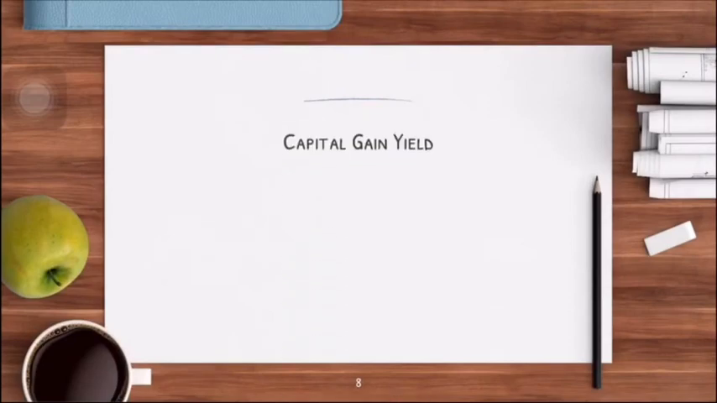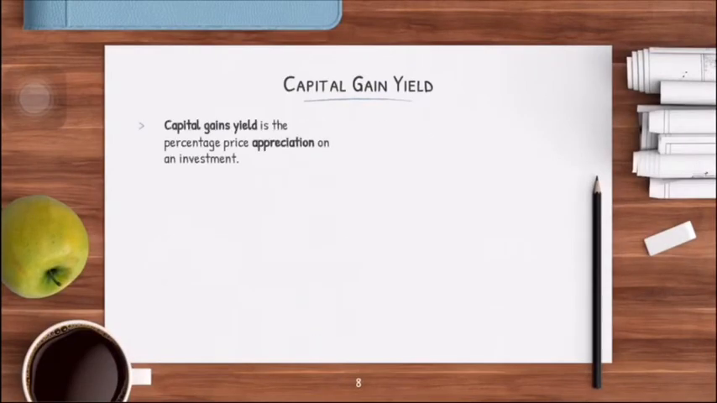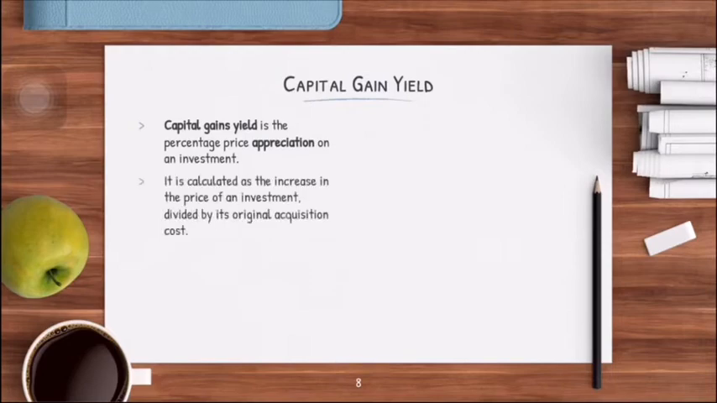And the last one is capital gain yield. Capital gain yield is the percentage price appreciation on an investment. It is calculated as the increase in the price of an investment divided by its original acquisition cost.